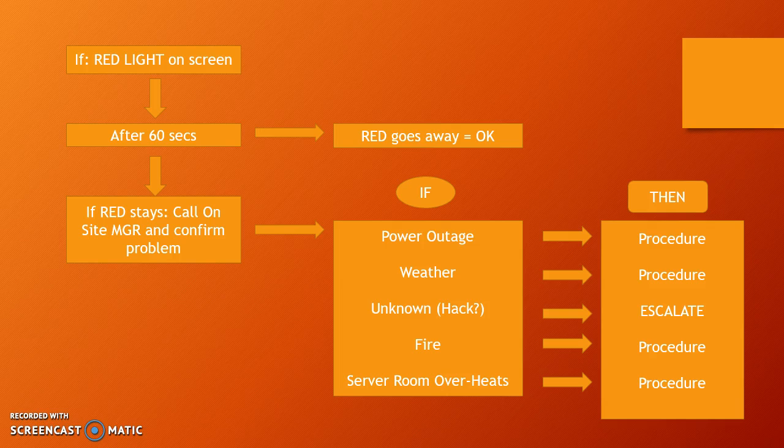And we try and find out, is it a power outage? Is it weather? Do you have a fire? Is the server room overheating? Because that happens a lot. The air conditioner just stops working and they just don't know it, so the server goes down. Or is it unknown, potentially a hack? For a power outage, weather, fire, and server room, we have procedures. Let's talk about the unknown, or a hack. If it's that, we escalate.